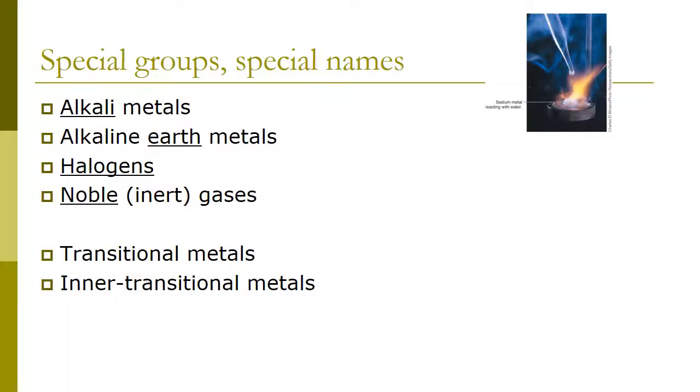Now, before we go too much further, we need to go back to that periodic table, because there are certain groups on the periodic table that have really common characteristics with one another, and it makes those particular elements very unique. In fact, they're so unique that they actually have special names. So let's look at a few of those just really quick.